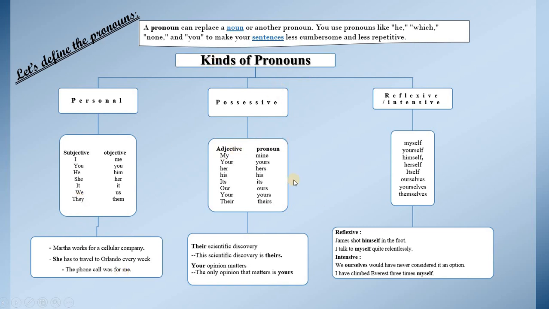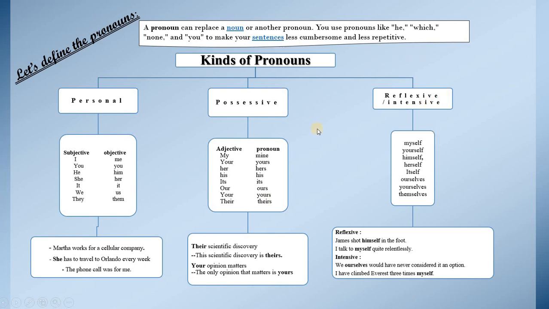Possessive pronouns, we cannot talk about them unless we talk about the adjectives. So adjectives my, your, her, his, its, our, your, and their can be replaced with the pronouns mine, yours, hers, his, its, ours, yours, and theirs. Example: their scientific discovery. This scientific discovery is theirs. Your opinion matters. The only opinion that matters is yours.